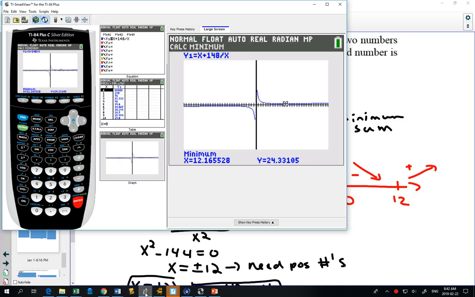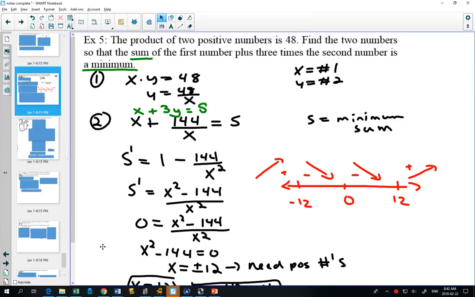Okay? So we didn't have to do the sign diagram for this one to show that it's a minimum, because the question said find the minimum. The only value that's possible is the positive 12. And so if it's saying find a minimum and the only value possible is 12, it must be the minimum. Okay?